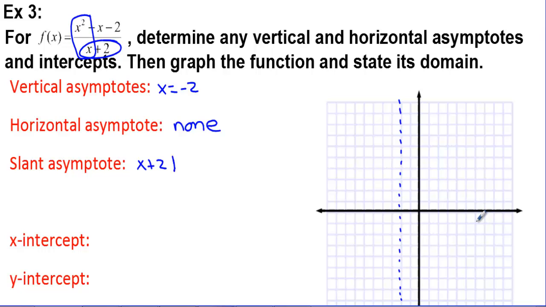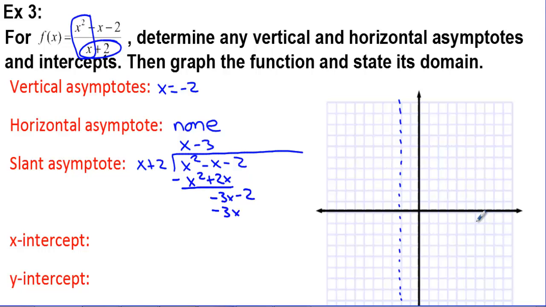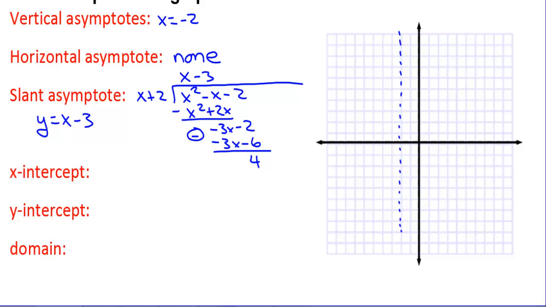In order to find the slant asymptote, we do long division. What do we multiply times x to get x squared? We multiply times x. We have x squared plus 2x. We subtract, so we have negative 3x minus 2, and then we multiply by negative 3. The remainder doesn't matter. We ignore the remainder, but it is a remainder of 4. So now the slant asymptote is y equals x minus 3. We have a y-intercept of negative 3, and then a slope of 1. So here we have our slant asymptote.